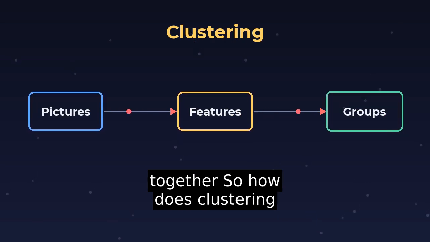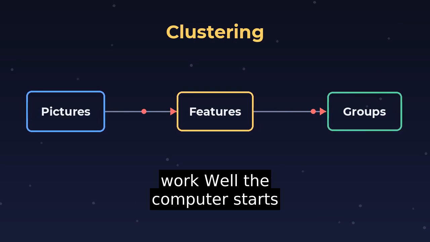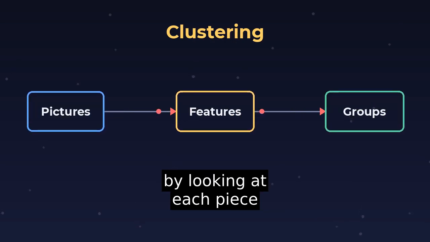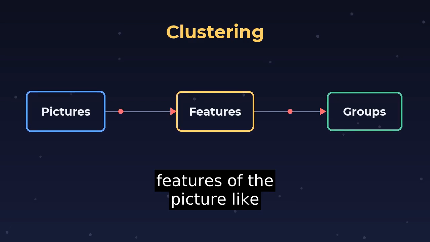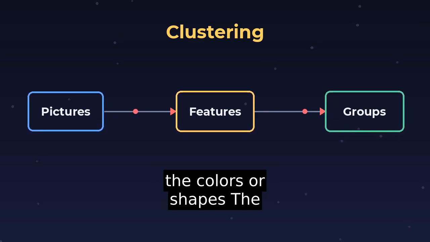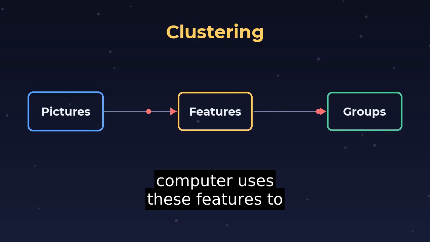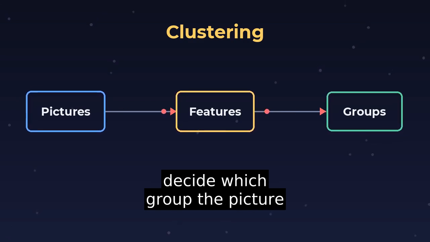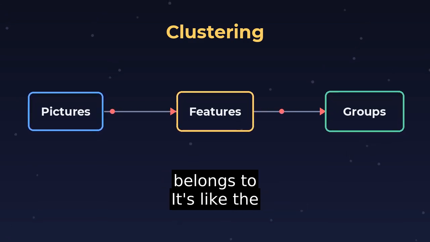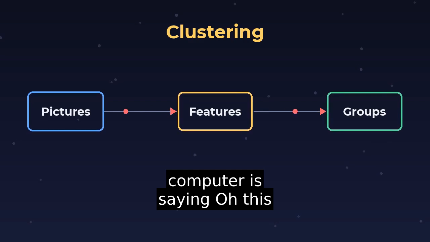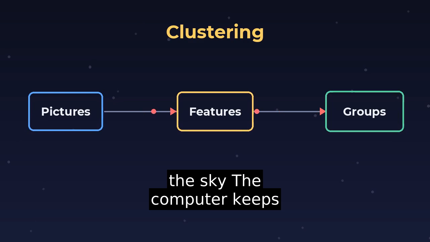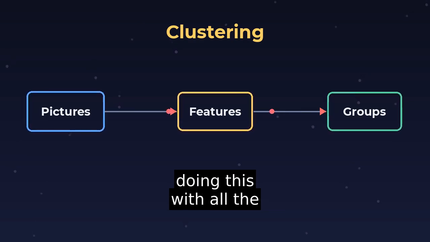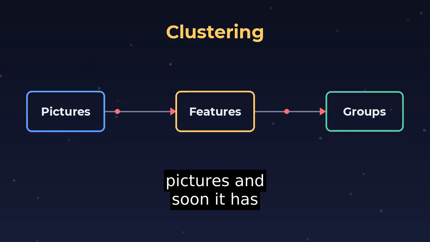So, how does clustering work? Well, the computer starts by looking at each piece of data, like a picture. Then, it looks at the features of the picture, like the colors or shapes. The computer uses these features to decide which group the picture belongs to. It's like the computer is saying, "Oh, this picture has a lot of blue in it, so it must be a picture of the sky." The computer keeps doing this with all the pictures, and soon it has groups of similar pictures.